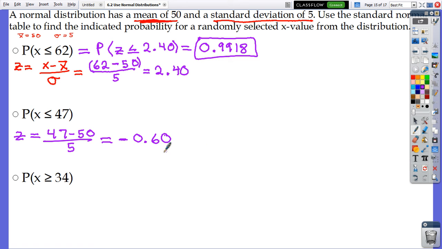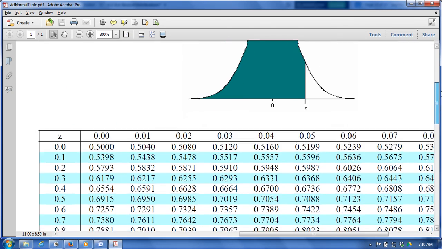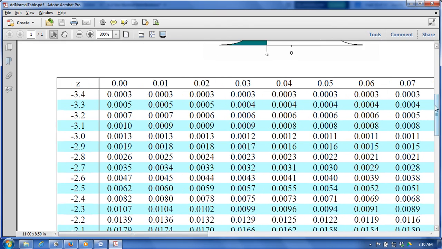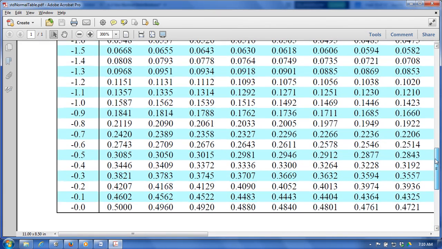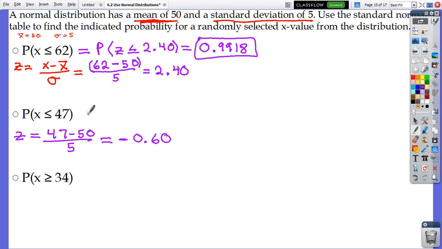All I have to do is look this up on the chart. Let's go back to the chart. Now I'm going to go over to my negative side, and I need negative 0.60. It's going to be right there, 0.2743. I forgot to write this as a Z, so I'm going to write the probability that Z is less than or equal to negative 0.60. Yes, I think it was 0.2743.